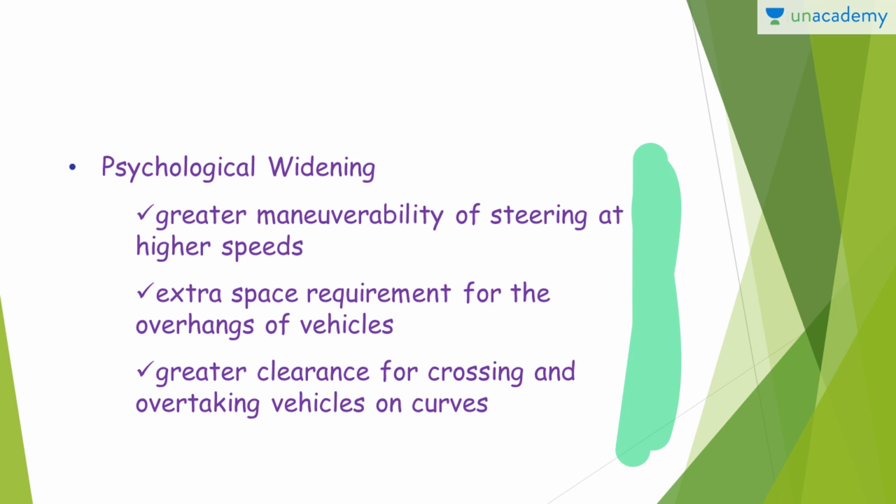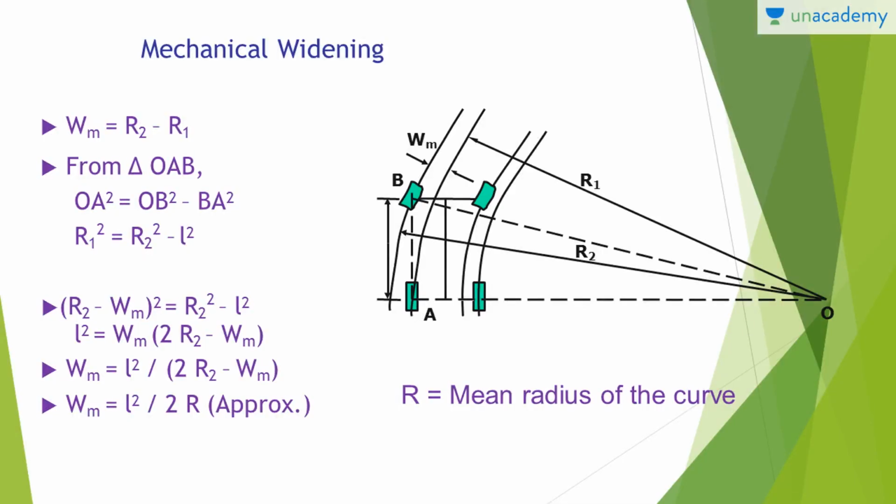So you have two types of widening. The first one is mechanical widening, the second one is psychological widening. Now let us have a look at the formulation for the mechanical widening.